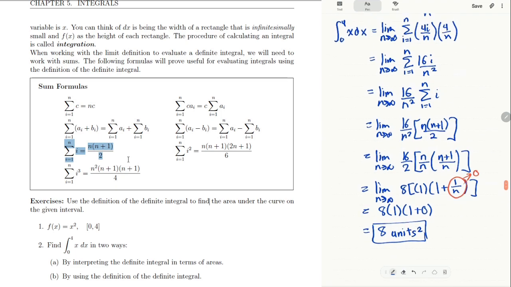So notice how the limit definition of the definite integral can be quite tedious and repetitive, just like when we calculated the limit definition of the derivative. And so now in the next few sections, we're going to look at an easier way of calculating the definite integral without needing to use limits.